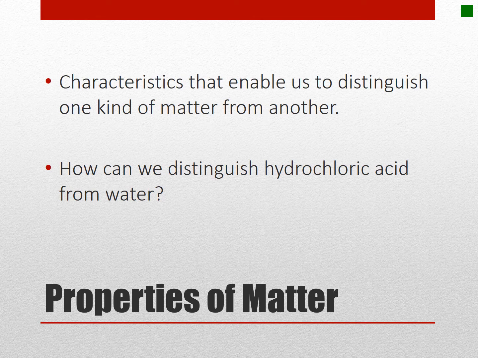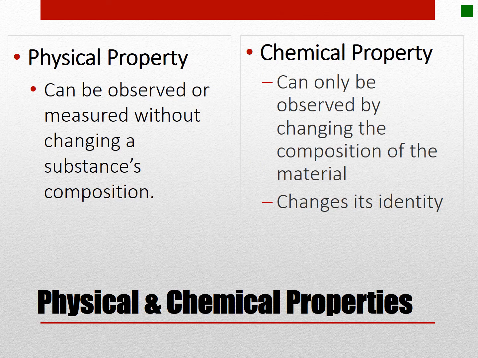For example, if you had hydrochloric acid, it is a clear liquid. And it looks very, very similar to water. It looks identical, actually, if you just look at it. And so how do you differentiate between those two? What chemists do is use physical and chemical property differences to determine the differences between different substances.